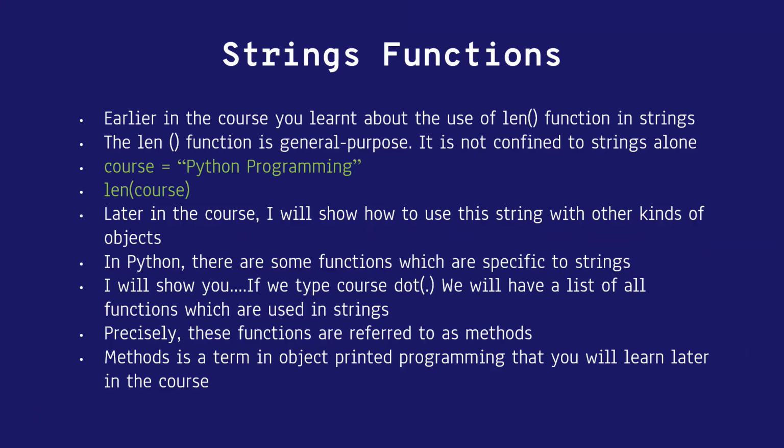For example, we have this string, course equals "Python programming". If we calculate the length of that, you'll find 18, like we said. Later in the course, I'll show you how to use this with other kinds of objects. In Python, there are some functions which are specific to strings. If we type course dot, we'll have a list of all functions which are used in strings, and I'll do that.